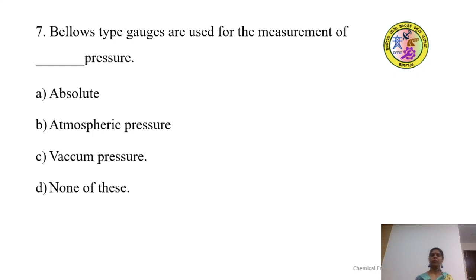Bellows type gauges are used for the measurement of what pressure? Absolute pressure, atmospheric pressure, vacuum pressure, or none of these? The definitions of the different types of pressure should be at the tip of your tongue. So it is absolute pressure.